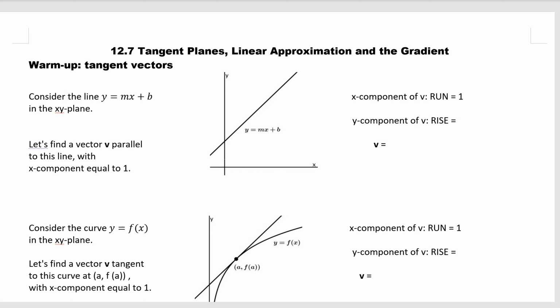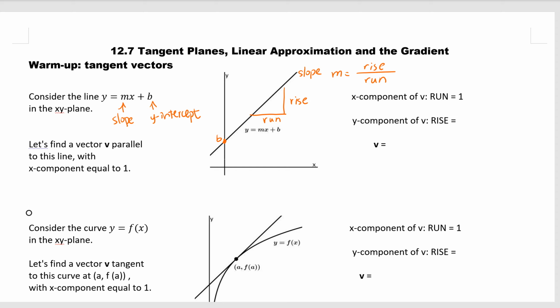Consider the line y equals mx plus b. Then this is the slope-intercept form. m is the slope and b is the y-intercept. So here this is b, that's the y-intercept. And for the slope, we know slope equals rise over run, so m equals rise over run. That's the slope.